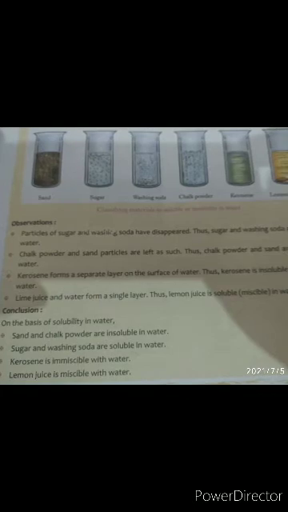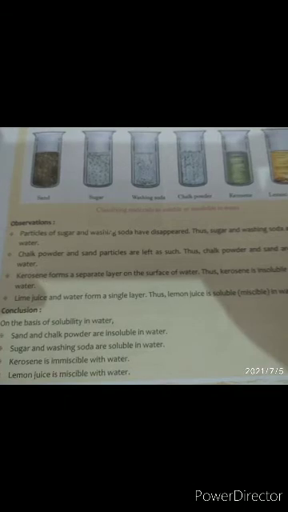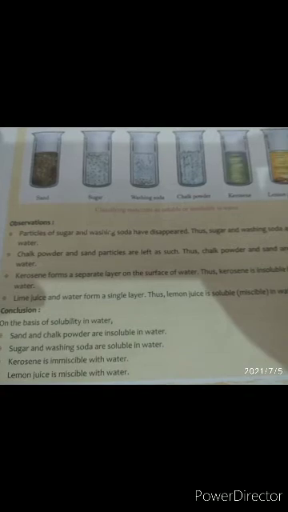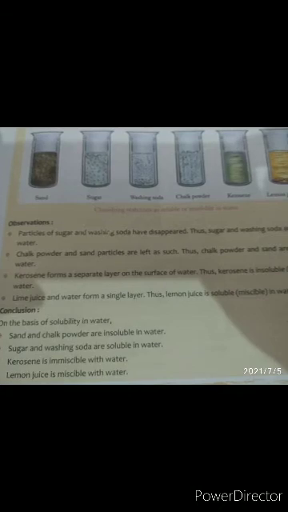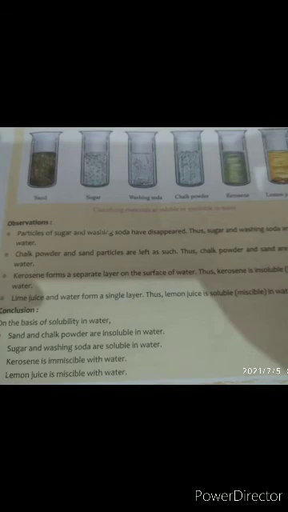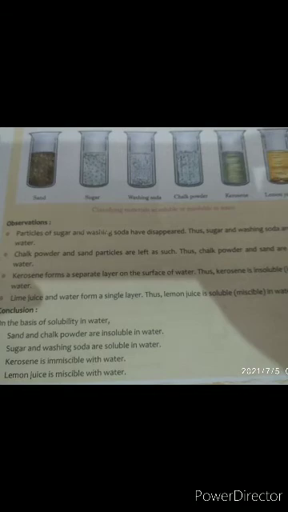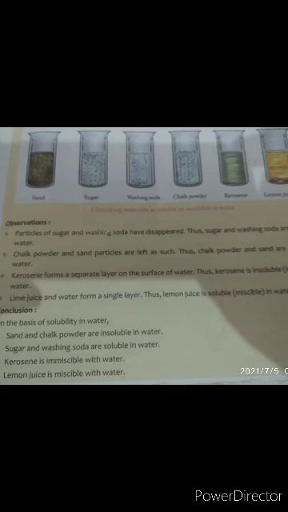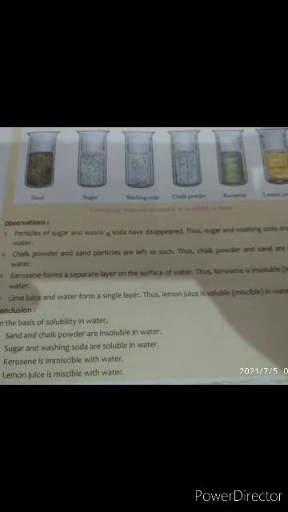See, first, the particles of sugar and washing soda have disappeared. That means they completely dissolve in water. Thus sugar and washing soda are soluble in water. Next, chalk powder and sand particles are left as such in the water. Thus chalk powder and sand are insoluble in water.